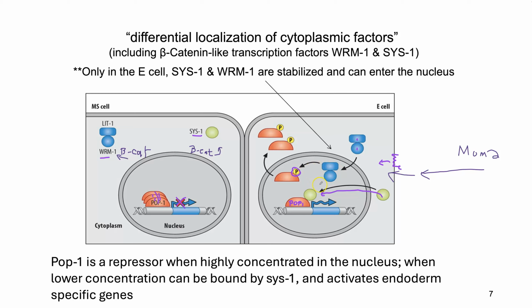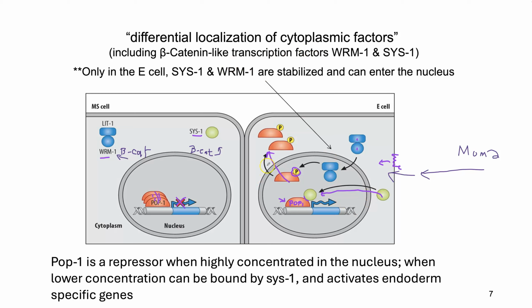The lit1 is brought in, and worm1 binds here, and the lit1 does the phosphorylation of POP1. Basically it takes a lot of it outside of the nucleus, and then when POP1 is in smaller concentration and bound to cis1, they are able together to transcribe the endoderm-specific genes. Okay, not transcribe, but activate it, because of course RNA polymerase does the transcription.